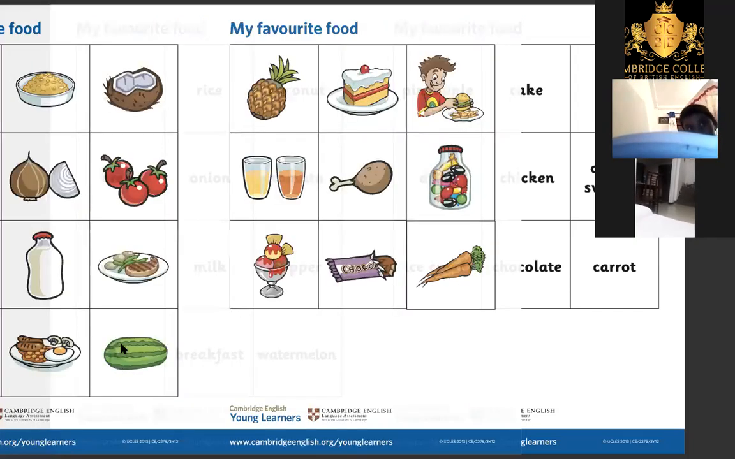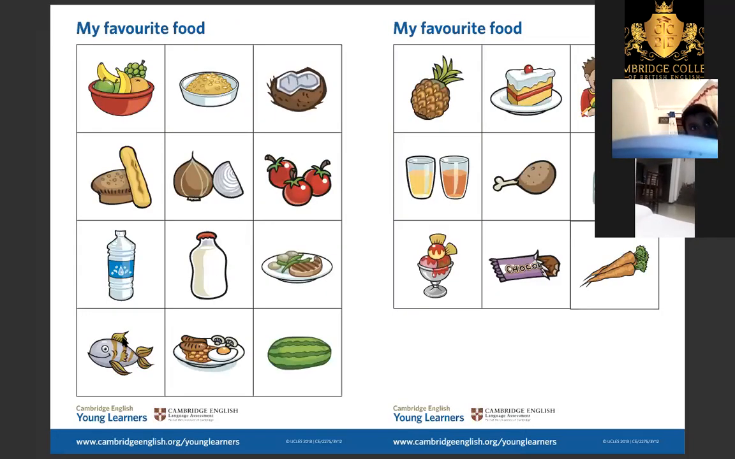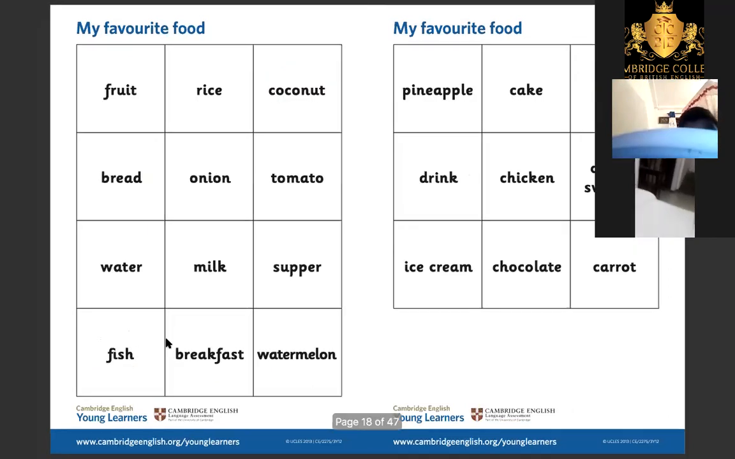Fish, F-I-S-H, fish. We eat fish as a meal. Now write the word.